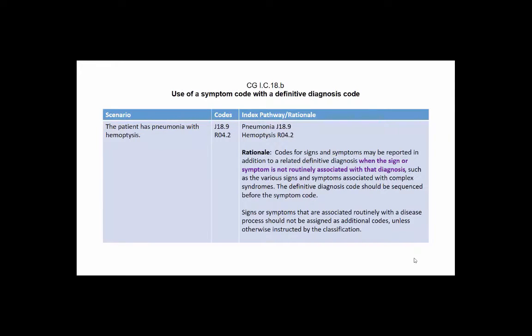This guideline has to do with the use of a symptom code with a definitive diagnosis code. This is when you've got signs or symptoms that are not routinely associated with the diagnosis. You would want to code those. You would not code signs or symptoms that are inherent to a disease process. In this particular scenario, the patient has pneumonia with hemoptysis, and not everybody that has pneumonia has hemoptysis, so you would code that. And in case you're wondering, hemoptysis is blood in the sputum.